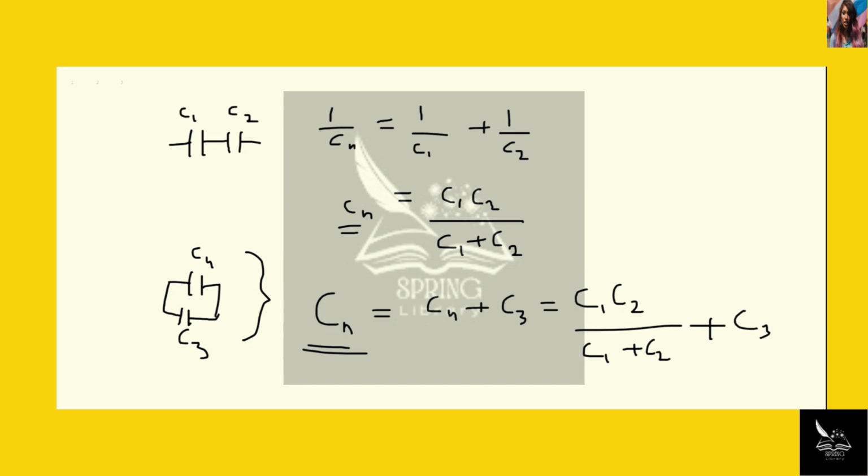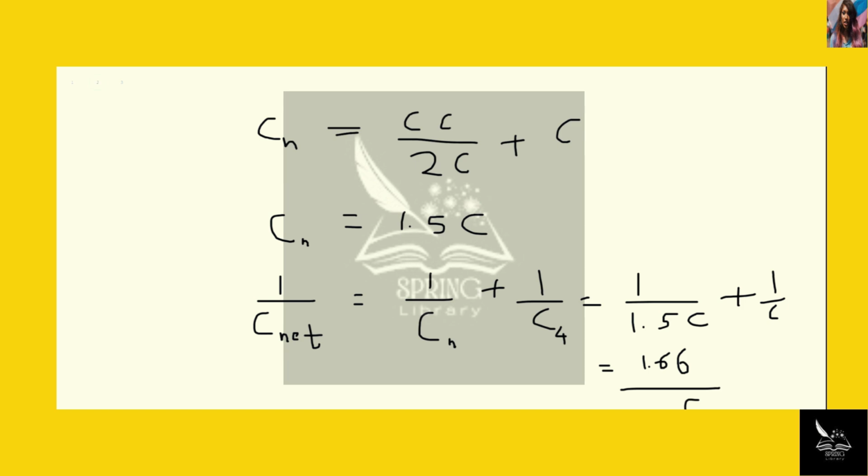C1 times C2 divided by C1 plus C2, plus C3. Since we know all of them have the same capacitances, this equation simplifies quite a lot, and that gives you 1.5 C. I have substituted C1, C2 and C3 with the value of C.